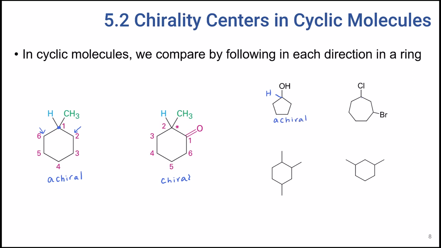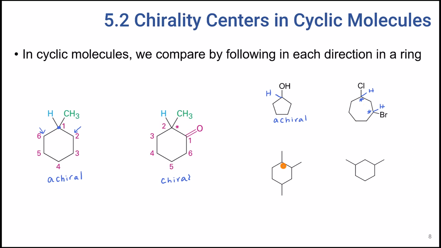If I start with the Cl, there's an H here, so that's different. These two CH2s are the same. And then I go to the next group. They are different because I have a CH2 versus a Br, so this is a chiral center. And then the Br can also be a chiral center because we have an H here. There's CH2, CH2, and then a CH2 to Cl. So this one has 2 chiral centers.